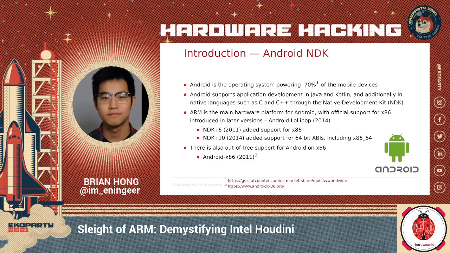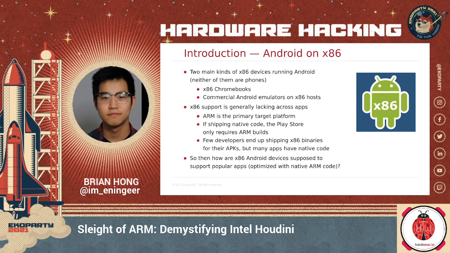And just to note, there has been unofficial support for x86 before that as well, such as the Android-x86 project. Continuing on this background on Android, there have been several devices on x86 running Android, but now there are mainly two, and those are x86 Chromebooks and x86 hosts running commercial Android emulators.